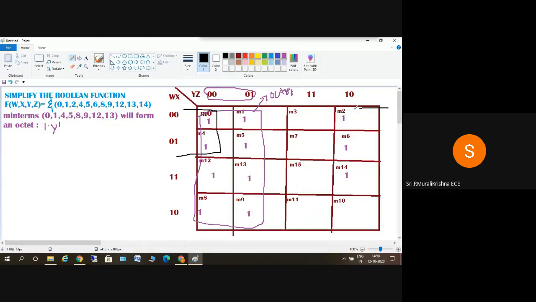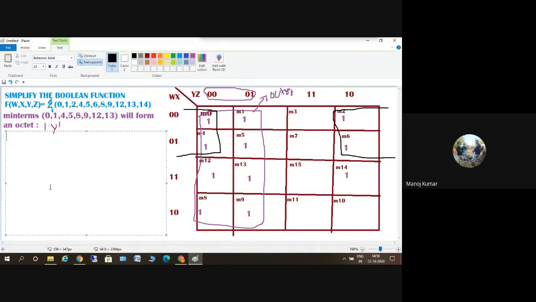So 0, 2, 4, 6. So this 2 and this 2 will form a quad. Okay. So clear? Yes, sir. So min terms 0, 2, 4, 6 will form a quad.